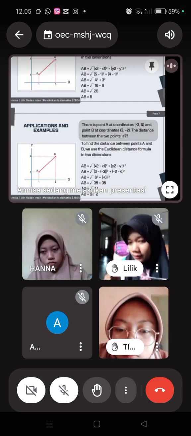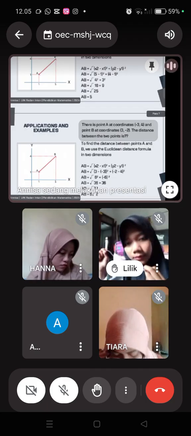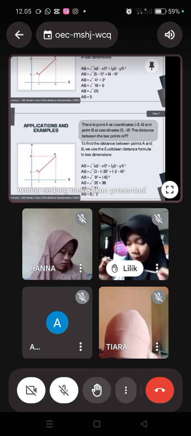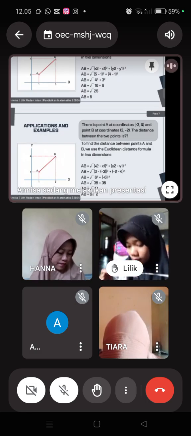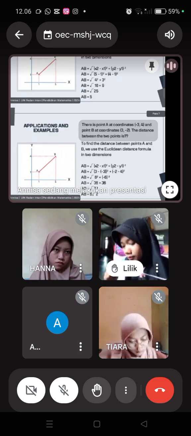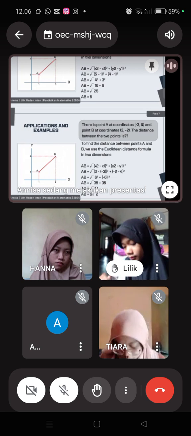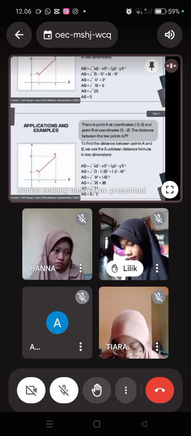Okay, thank you for your question. The answer is if the 2 points have the same coordinates, for example, point A (x, y) and B (x, y), then the distance is 0 because the two points are the same point.